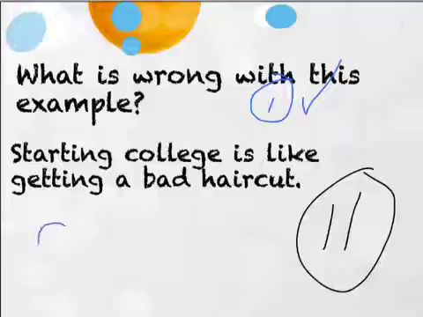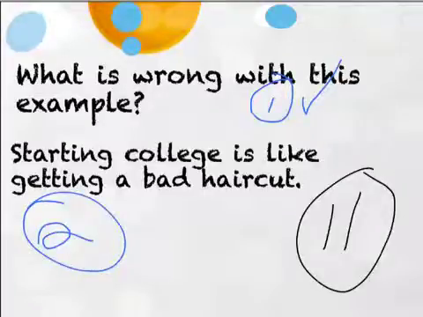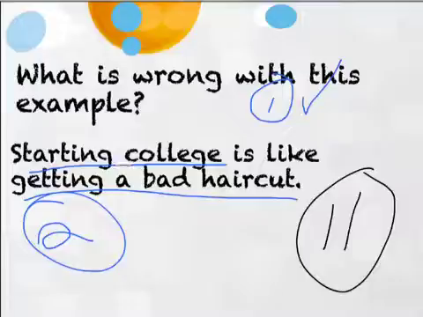Let's go on to rule number 2 though. Rule number 2, you use a simile or a metaphor. We're comparing starting college to getting a bad haircut. We're using like to compare those 2 things. So for rule number 2, we're using a simile.